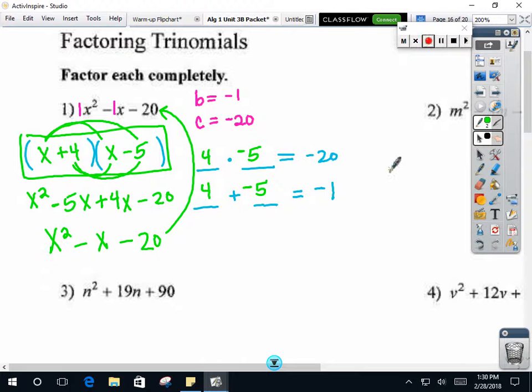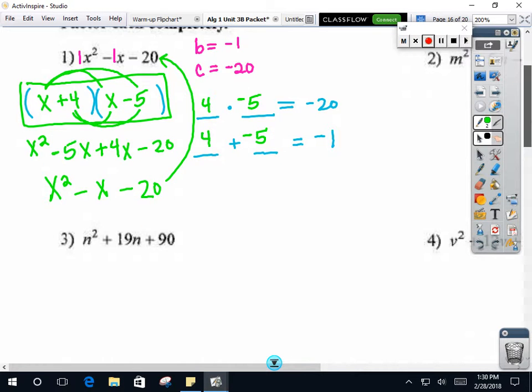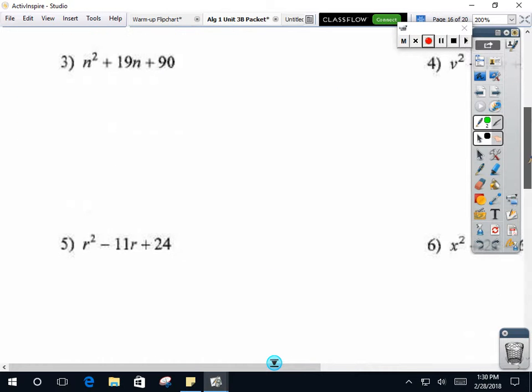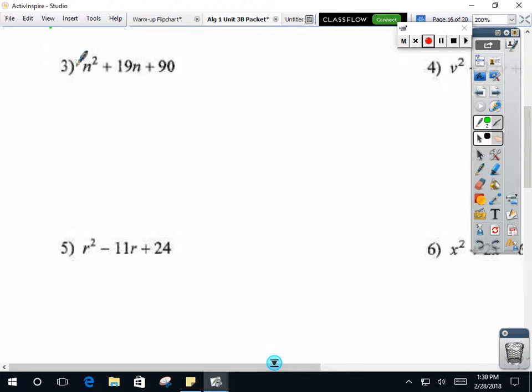Okay, so now let's look at number 3. Okay, remember, when your A is a positive 1, you don't really have to worry about it. Okay, because positive 1 is not going to change anything. What is your B value? 19. And what is your C value? 90.